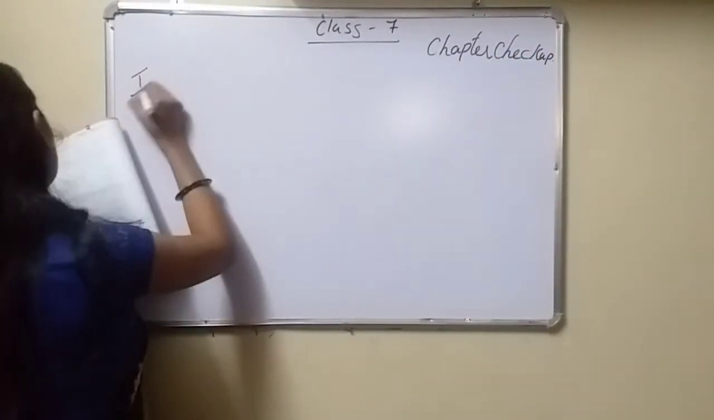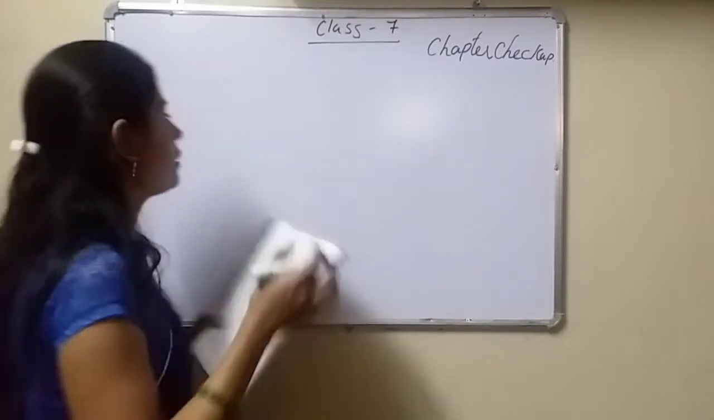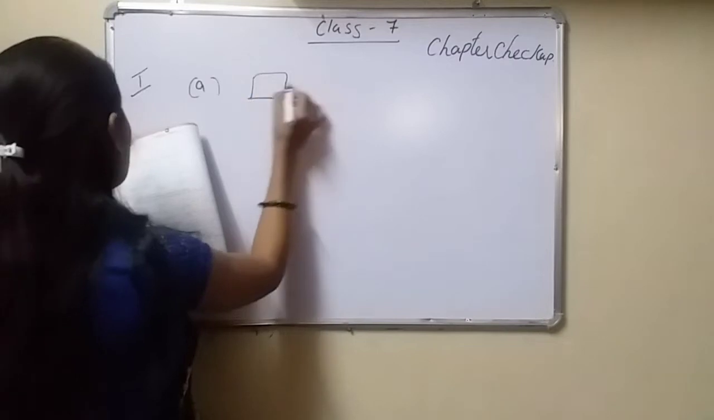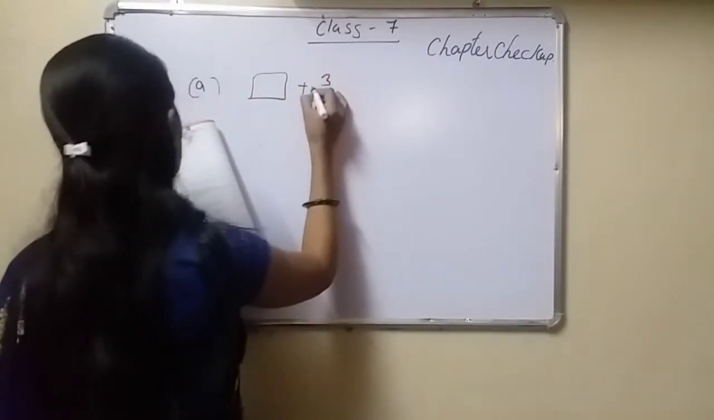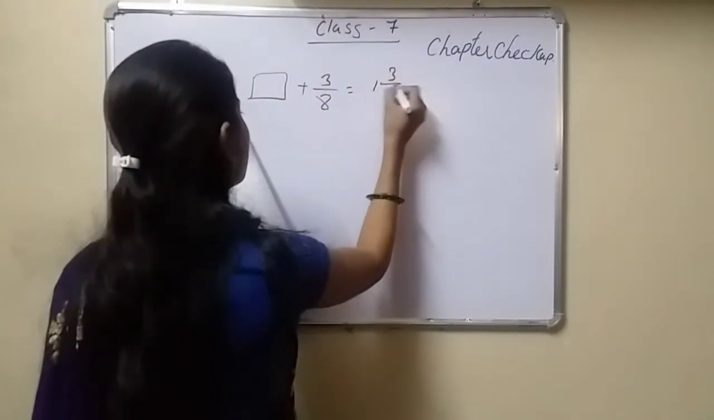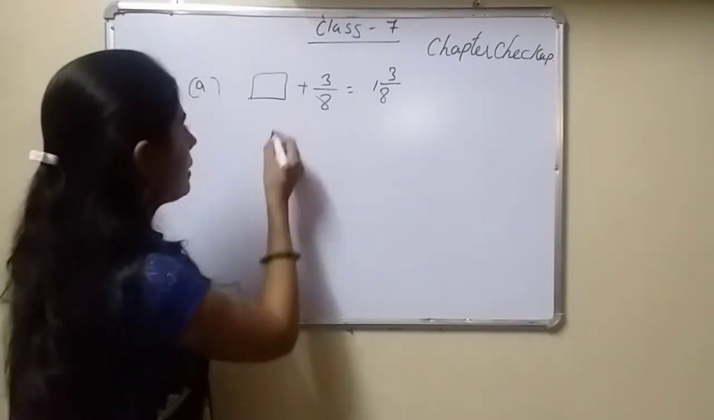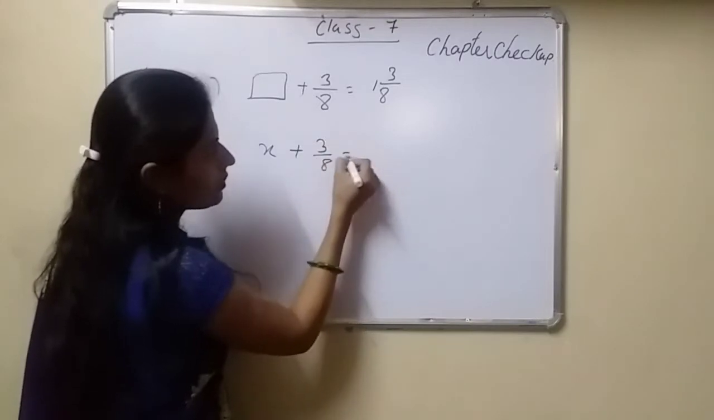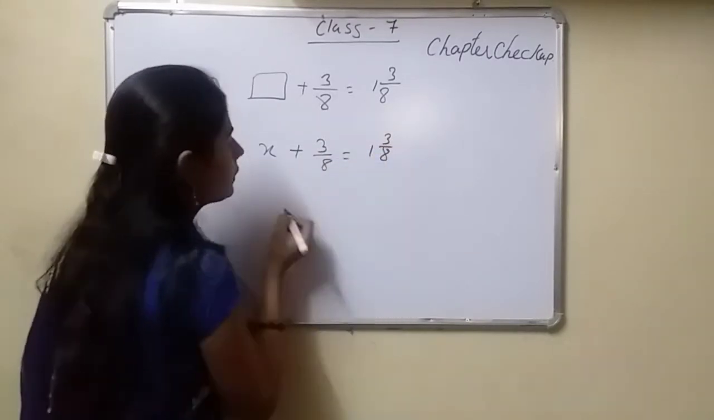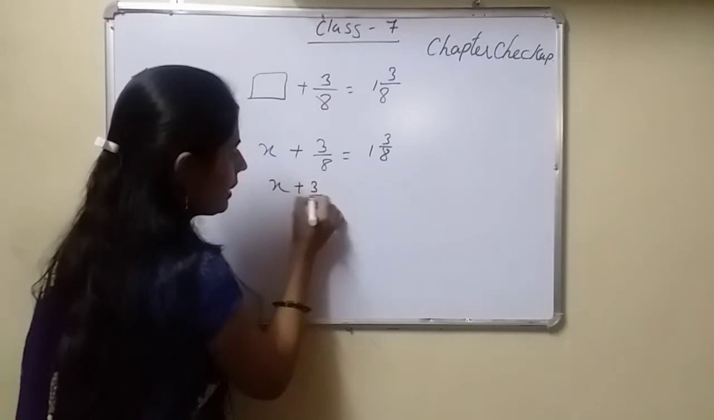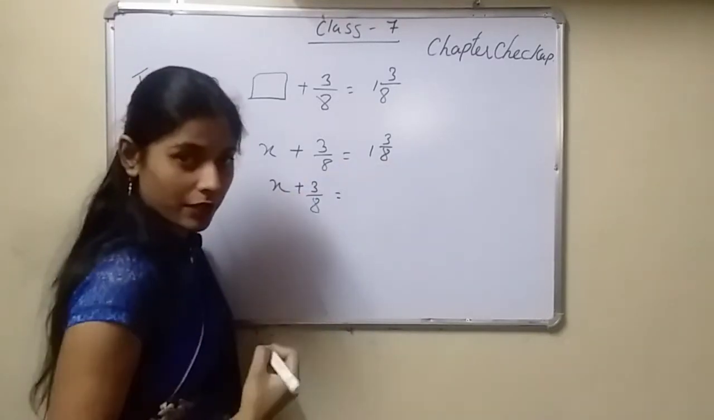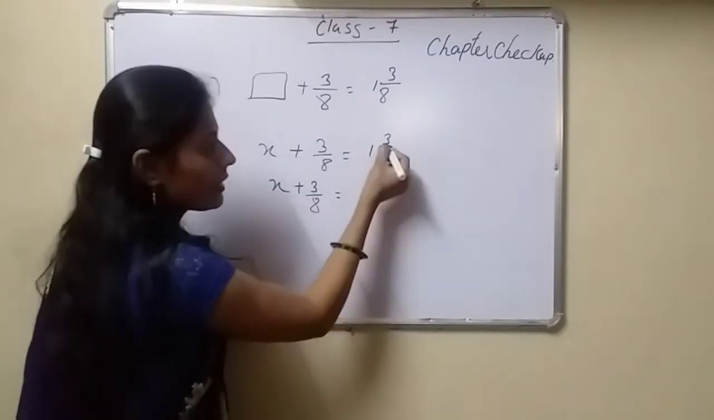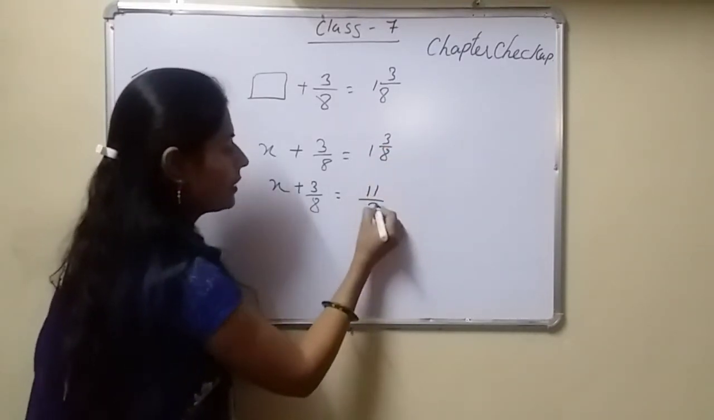See, first question: find the value of the unknown. Here you have to find the value of the unknown number. Now see, this is given to you: something plus 3 by 8 is equal to 1 3 by 8. Nothing is given here, so you have to put x plus 3 by 8 is equal to 1 3 by 8. It is given in a mixed fraction, so you have to convert it into an improper fraction. 8 ones are 8, 8 plus 3 is 11 by 8.